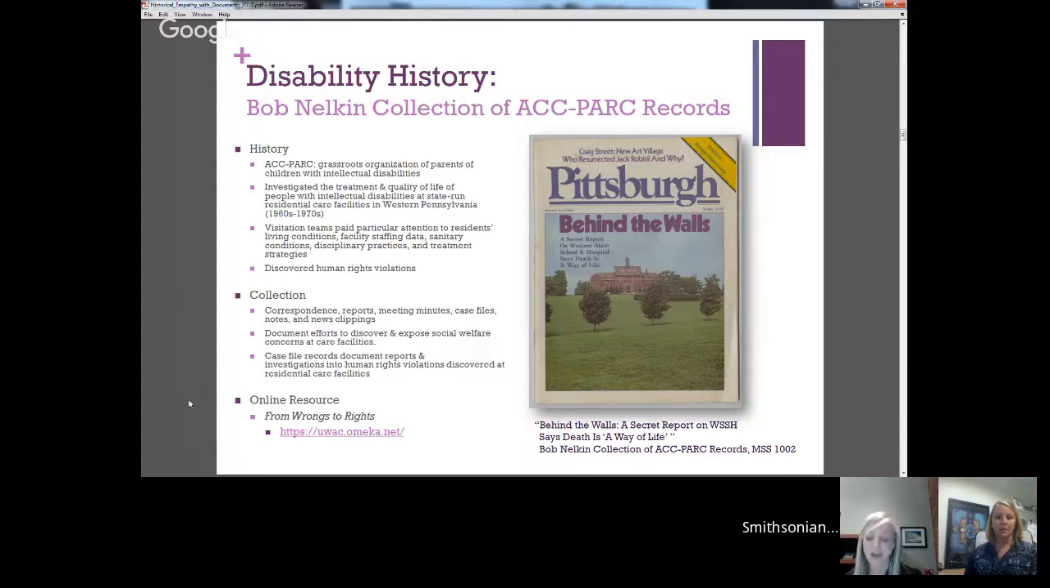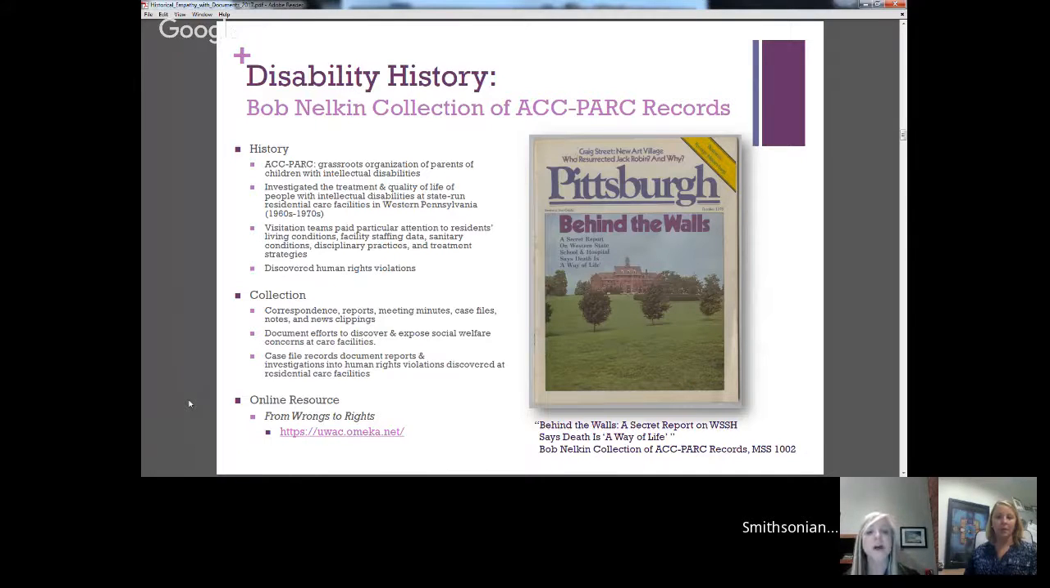cattle prods and cages, and straitjackets, and a number of these measures, of course, violating the human rights of those people with intellectual disabilities, these Western Pennsylvania residents who were passing their lives at these state-run care facilities.